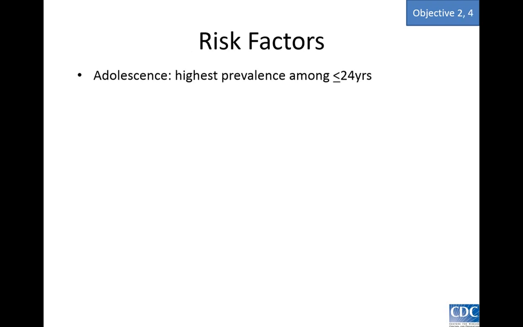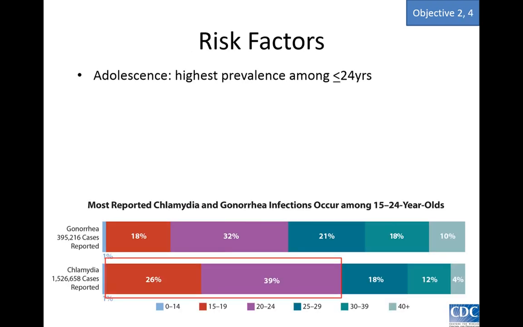So the risk factors for chlamydia will be young adults as well as teens. As you can see here, teens who are between the ages of 14 and 24 are at a higher risk, contributing to over 65% of the cases that are reported to the CDC.